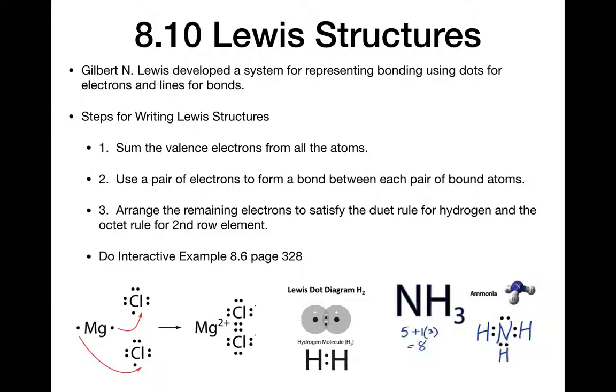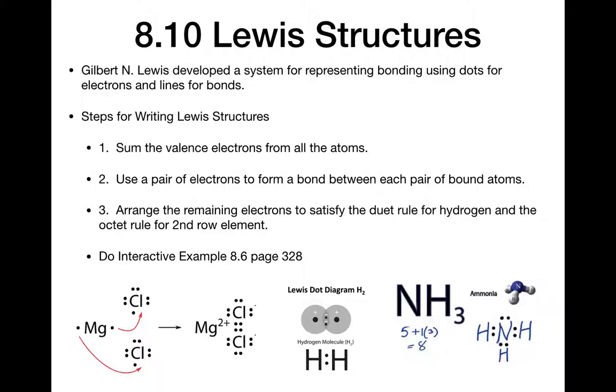Gilbert Lewis developed the system for putting bonds and unshared pairs on pictures that involve the element symbols. In other words, just our shorthand that we use for drawing chemical bonds as lines and dots as unshared pairs. The three basic steps for writing Lewis structures are to, number one, make sure you know exactly how many valence electrons you have in your molecule or set of atoms.